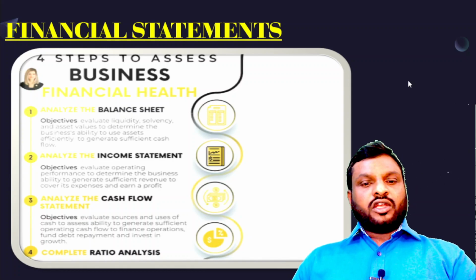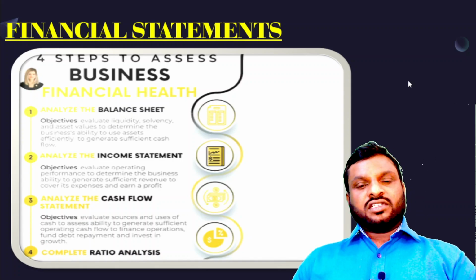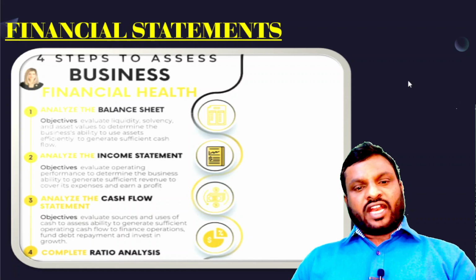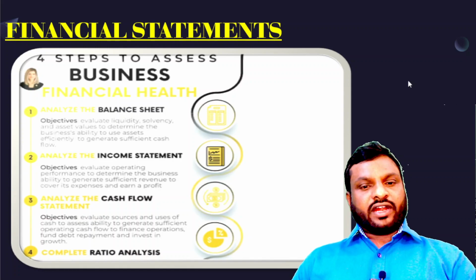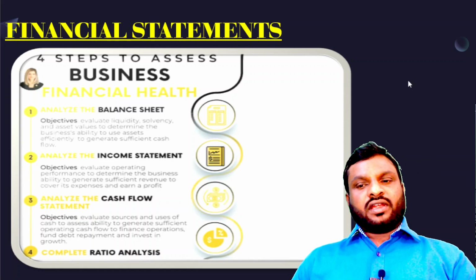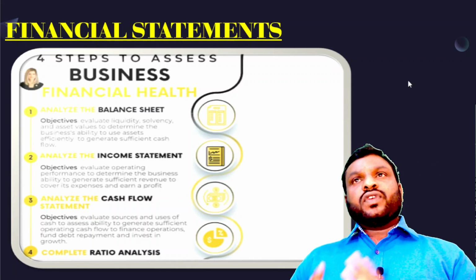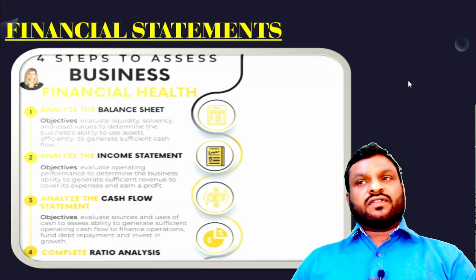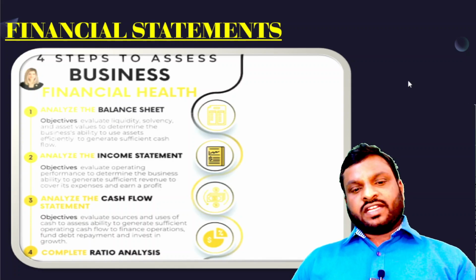US GAAP is nothing but United States Generally Accepted Accounting Principles. IFRS is nothing but International Financial Reporting Standards. For US GAAP it is FASB, for IFRS it is IASB, and these are the boards setting the accounting standards, and the accounting principles of a company will be in line with those standards. Now, generally as a whole, the financial statements are five types: balance sheet, income statement, cash flow statement, statement of changes in shareholders' equity, and notes to accounts. But here, to understand in layman's language, I have given only three: balance sheet, income statement, and cash flow statement.